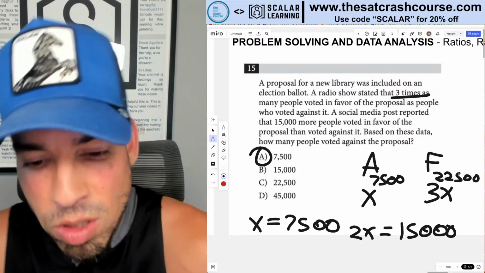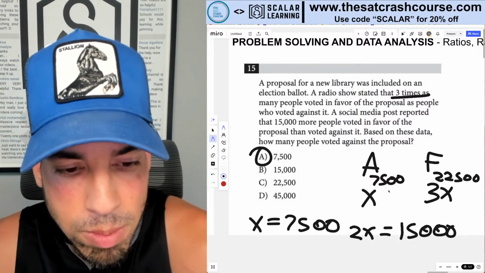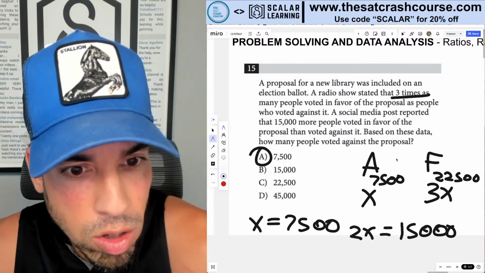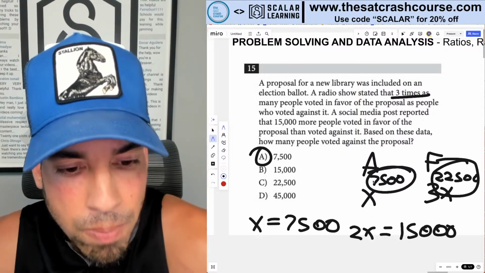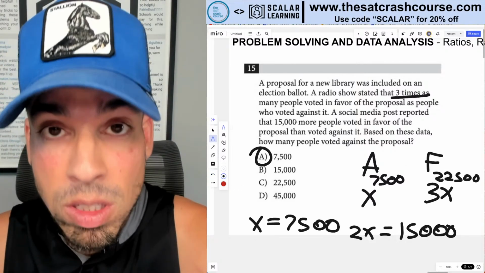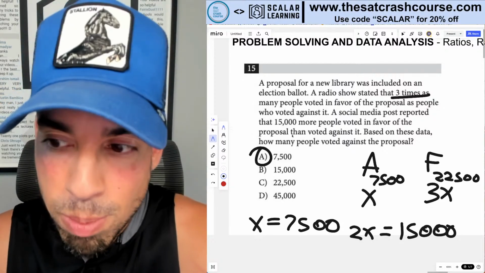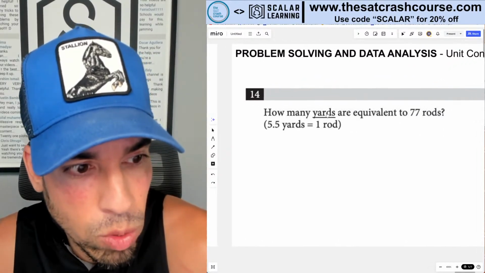You can, of course, use Desmos if you want. Now, does this fit the bill? Is "for" 3 times against? Yes, it is. Is the difference of these two, the amount that voted for versus against, a difference of 15,000? It is. So we've got all these methods of verification. We see that we're pretty comfortable with this answer. That's how you do it. Boom, done.